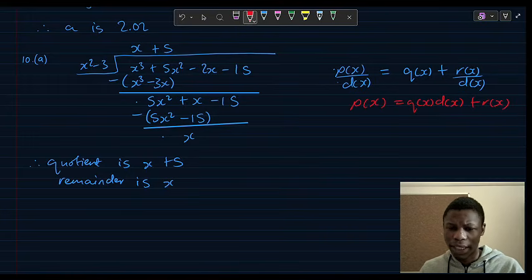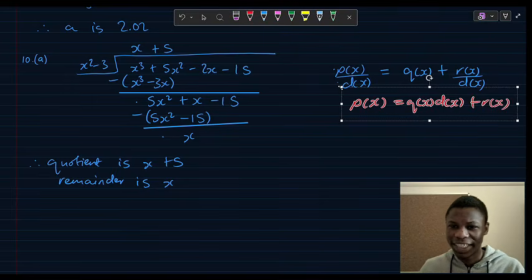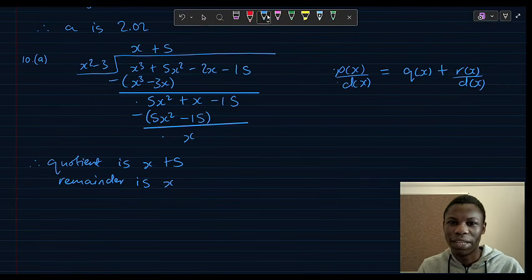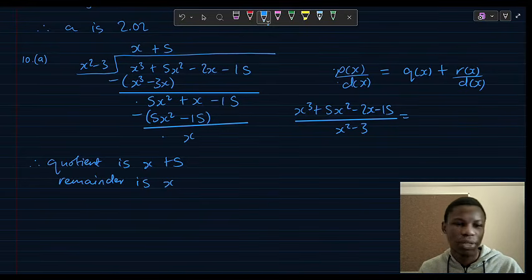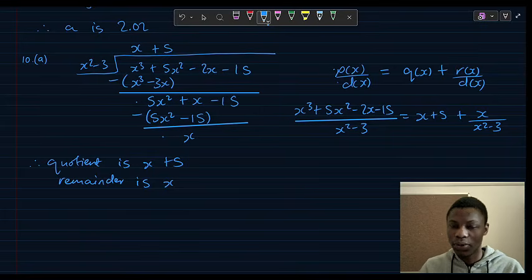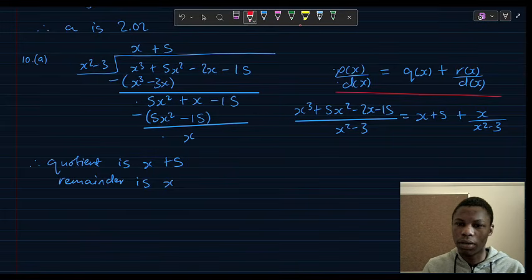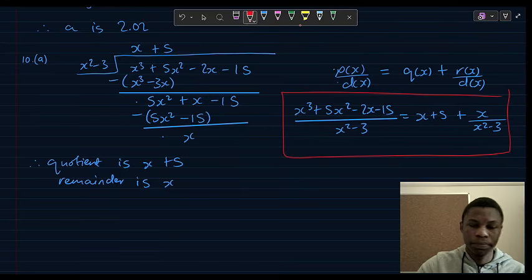Okay, but in our case for part B, because I have insider information, I know that this first form is more relevant to us. And so what that means is that our polynomial here is x cubed plus 5x squared minus 2x minus 15, and it's being divided by x squared minus 3. So this has to be equal to our quotient, which is the x plus 5, plus the remainder, which is the x, over the divisor, which is the x squared minus 3. So we'll come back to this when we talk about part B.